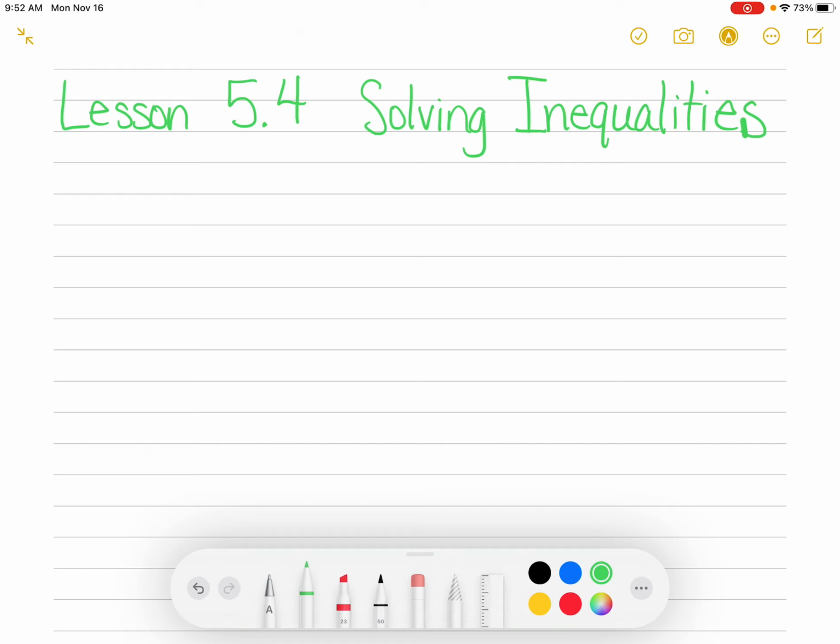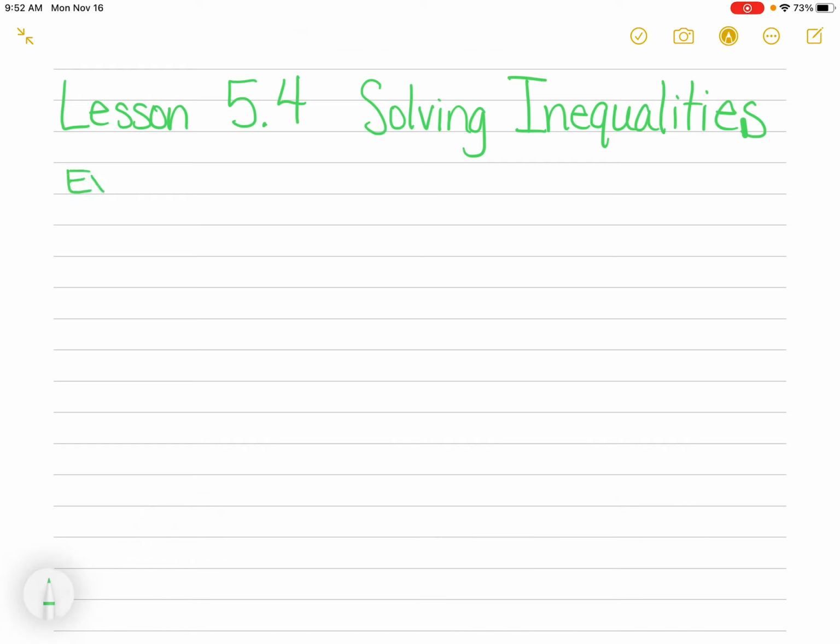Okay, I'm going to go through just a couple of examples and that's going to be it for today. Example 1, we are going to do an easy one. 3x + 5 > 20. The last couple of days we've just done one-step inequalities and now we have a two-step.